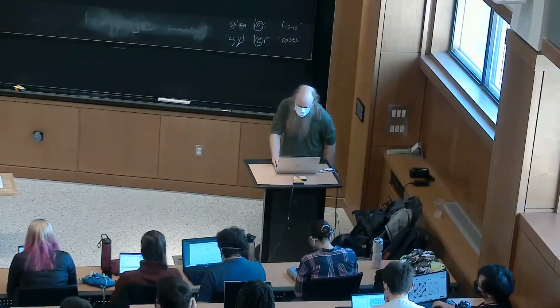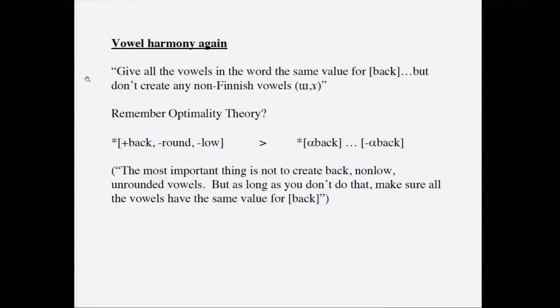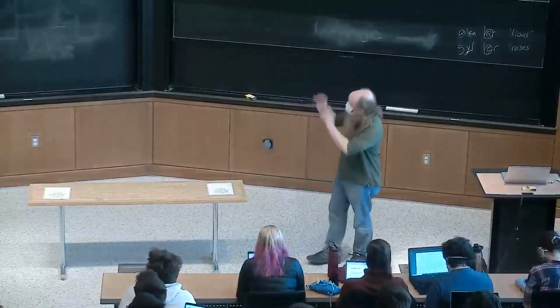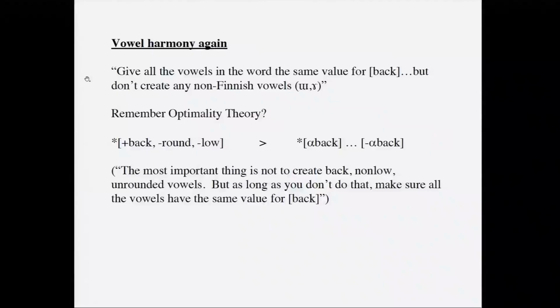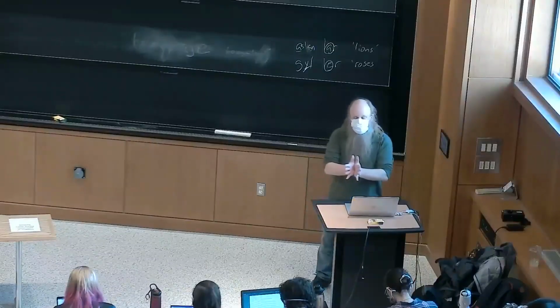If we want to talk about this in terms of optimality theory, what we say is the most important thing is don't create back non-low unrounded vowels. Finnish doesn't have those vowels. Don't do that. That's the most important priority, the highest ranking constraint. But as long as you don't do that, make sure all the vowels have the same value for back. They're all either back or front. That's one way to talk about what's going on in Finnish.